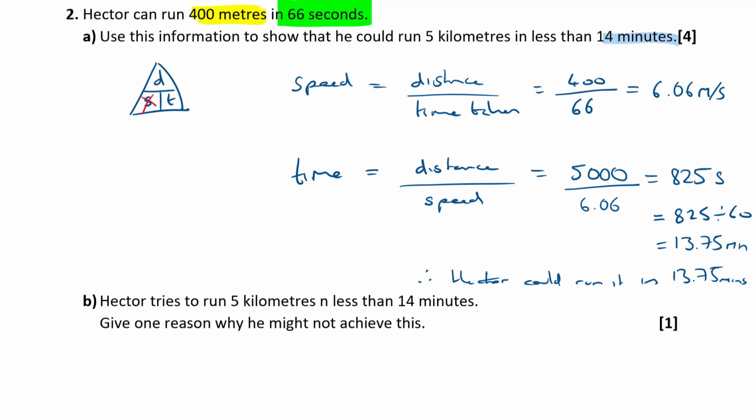Right, and it says Hector tries to run 5 kilometers in less than 14 minutes. Give one reason why he might not be able to achieve this. Well, fairly obviously that 5 kilometers is a lot further than 400 meters, and you kind of run out of energy after a while, don't you? You can't run at a sprinting speed for 5 kilometers. You've got to go at a slower pace.